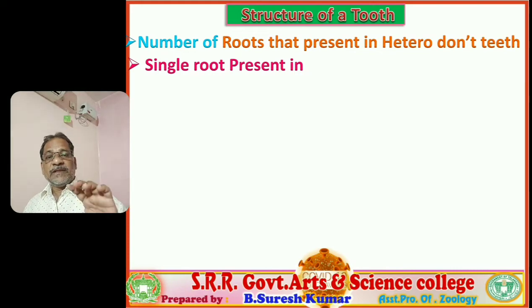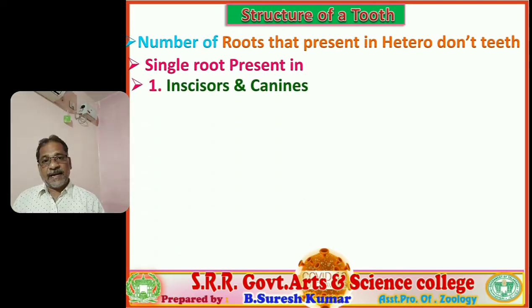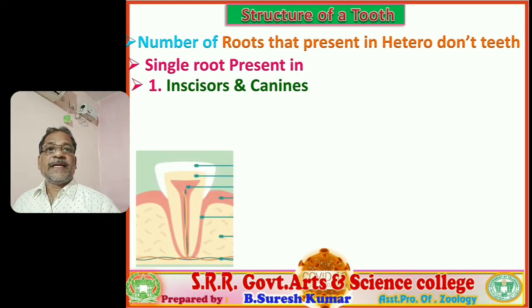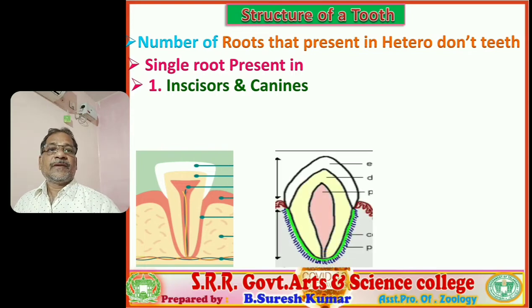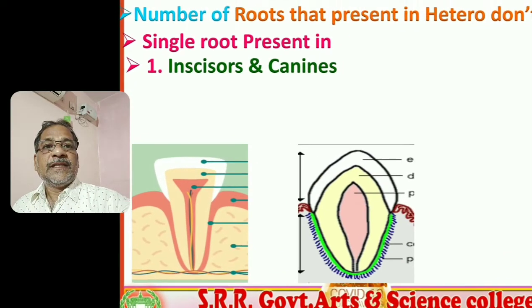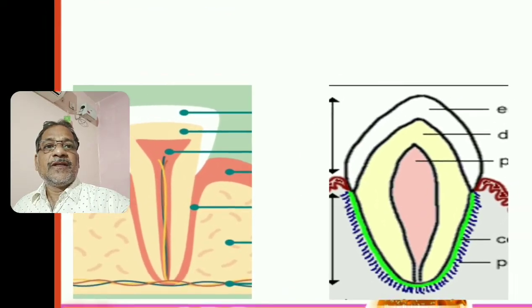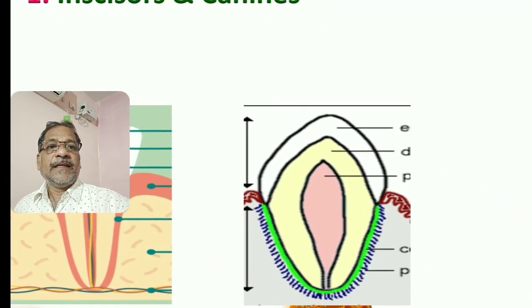You observe the first, single root, only one root. The teeth that have a single root are incisors and canines. Including both upper and lower jaw, incisors and canines exclusively contain a single root. Remember, besides that, you observe, these are incisors and canines. Visually you observe, this first one is an incisor, clearly a single root is present, and this is a canine, a single root is present.